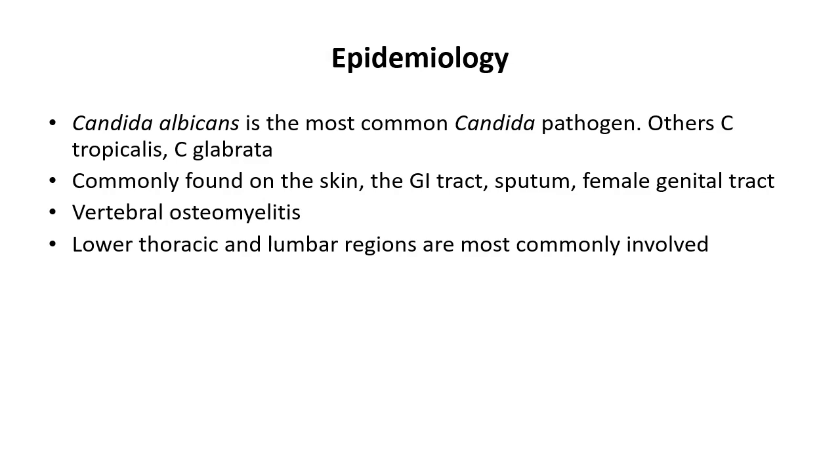Candida organisms, commonly found in normal skin flora and within the gastrointestinal tract, can also exist in the sputum, female genital tract, and the urine of patients with indwelling catheters. Vertebral osteomyelitis is the most common form of fungal bone infection. Of all the pathogenic Candida, Candida albicans is the most common organism to be involved in vertebral osteomyelitis. Other species involved are Candida tropicalis and Candida glabrata.